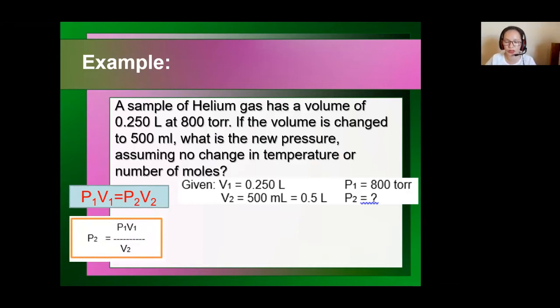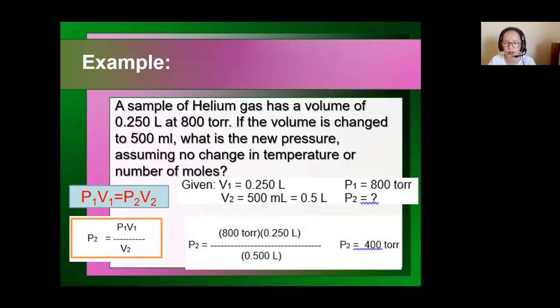Then substitute the values. We have an initial pressure of 800. You multiply that by the initial volume, and then divide by the final volume. So what happened to the pressure? If you notice, since the volume increases, expect that the pressure will decrease. So from 800, it's now 400 because the volume increases, therefore the pressure decreases. So that is the inverse relationship of pressure and volume. That is Boyle's law.